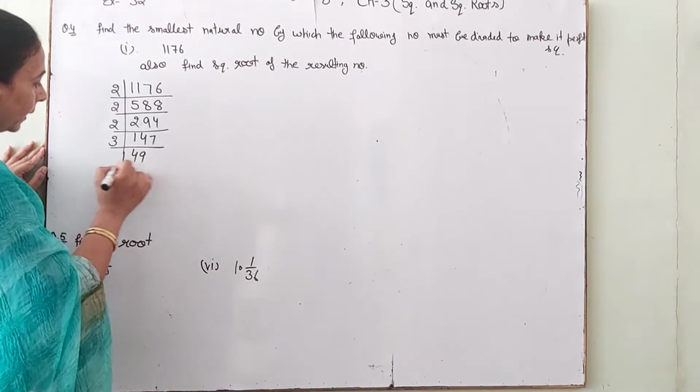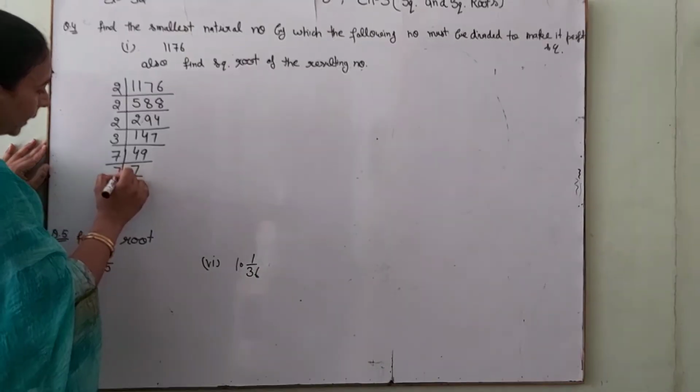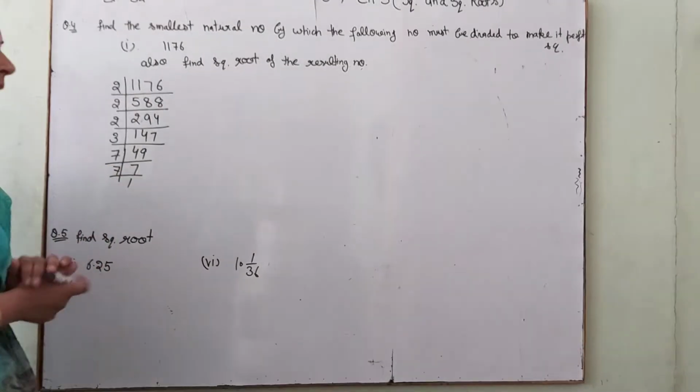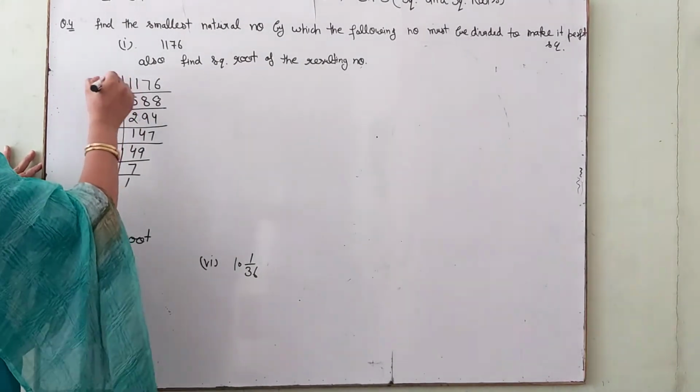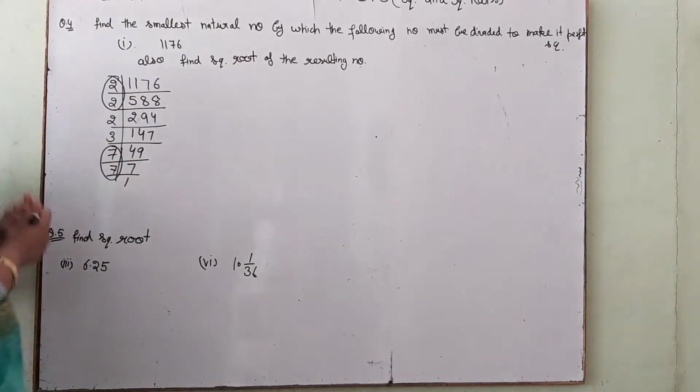then 9. Again 49 divided by 7, 7. Again 7 and 1. Now we make pair. 2 complete pair. Next not complete. 3 not complete and 7 complete.